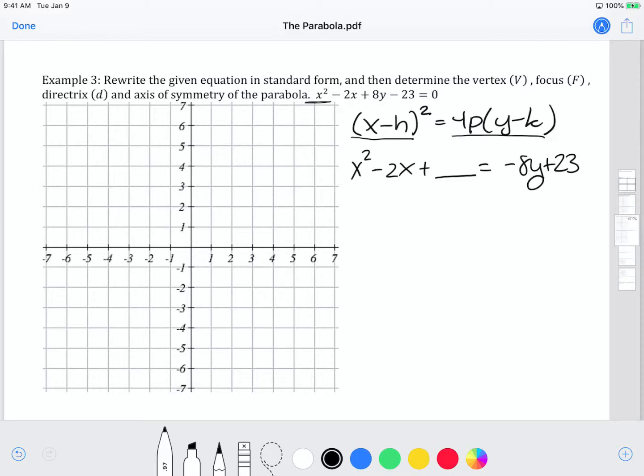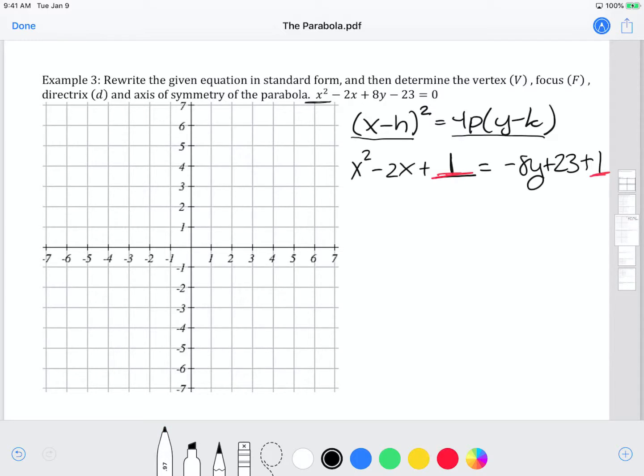Now to complete the square, I'm going to take half of negative 2, which is negative 1, and square it. And negative 1, when I square it, is positive 1. But what I do to one side, I also have to do to the other side, so I'm going to add in a 1 on the right-hand side as well. So this is what I added in to both sides.